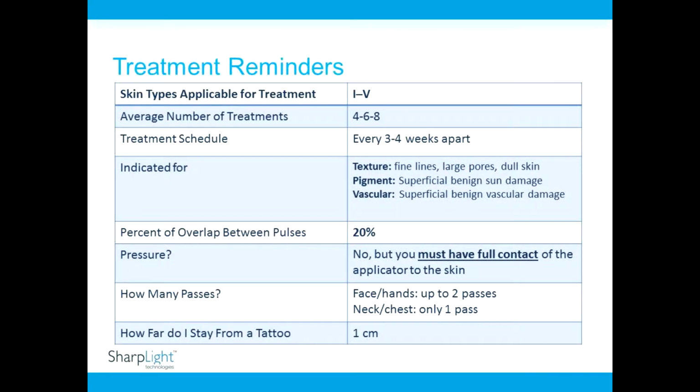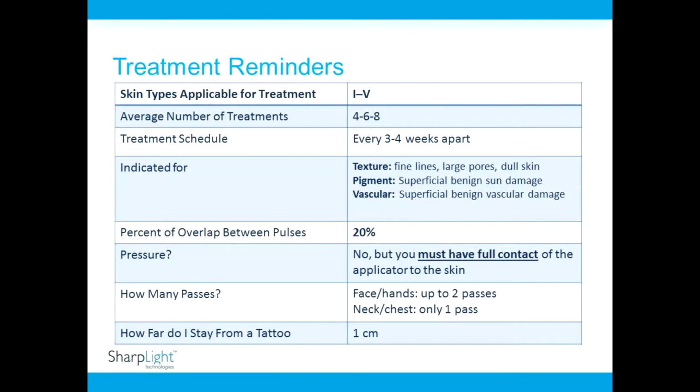Treatment reminders. The skin types applicable for treatment are skin types 1 to 5. The average number of treatments in a series is between 4 to 6 to 8 treatments. The treatments can be spaced apart every 3 to 4 weeks. The treatment is indicated for textural improvement, such as fine lines, large pores, and dull skin. It is also indicated for pigment, such as benign superficial sun damage, and is indicated for vascular concerns, such as benign superficial vascular damage. There is a 20% overlap between pulses.